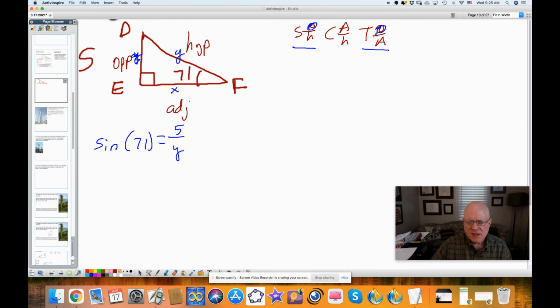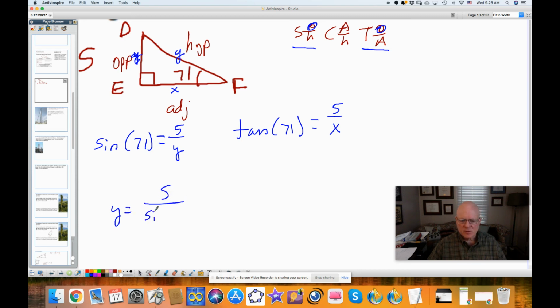The tangent of 71 degrees is equal to the opposite over the adjacent. So that would be 5 over x. And I'll leave it to you to solve these. Cross multiply, isolate the variable, and you can do this. You should get y is equal to 5 divided by sine of 71, and x is equal to 5 divided by the tangent of 71. You should try this on your own.